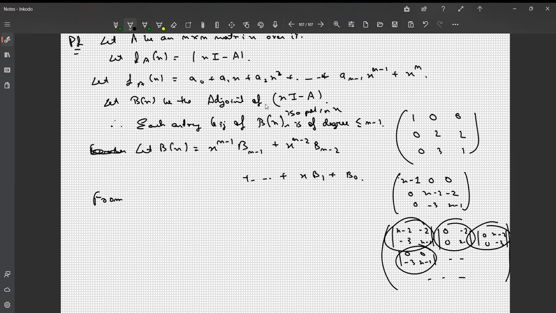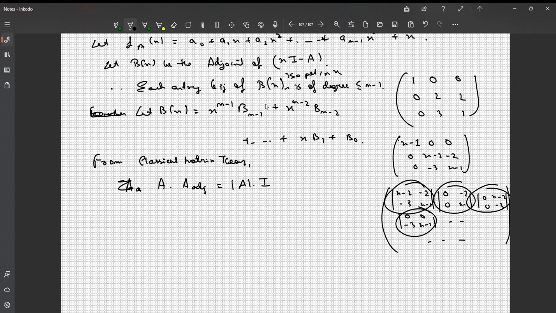Now from classical matrix theory, we know that A times adjoint of A is equal to the determinant of A times the identity matrix, where the identity matrix is of the same dimension as A. We know this. Therefore, if I relate this to what we have here, I can say xI minus A is the matrix with its adjoint, which is denoted as B(x).